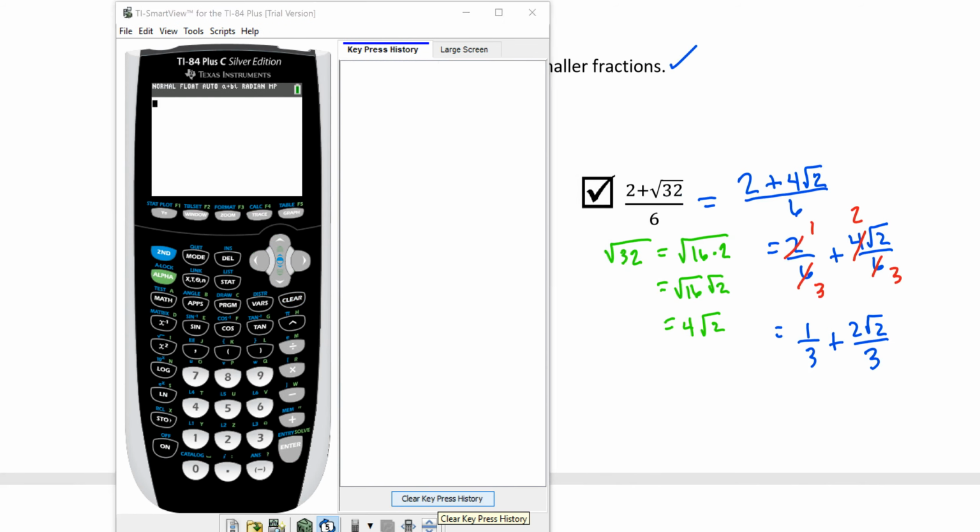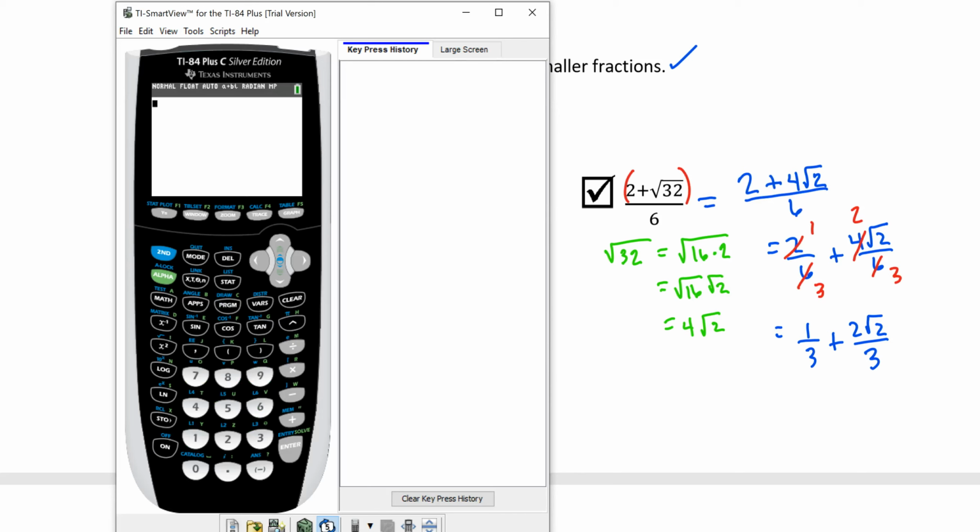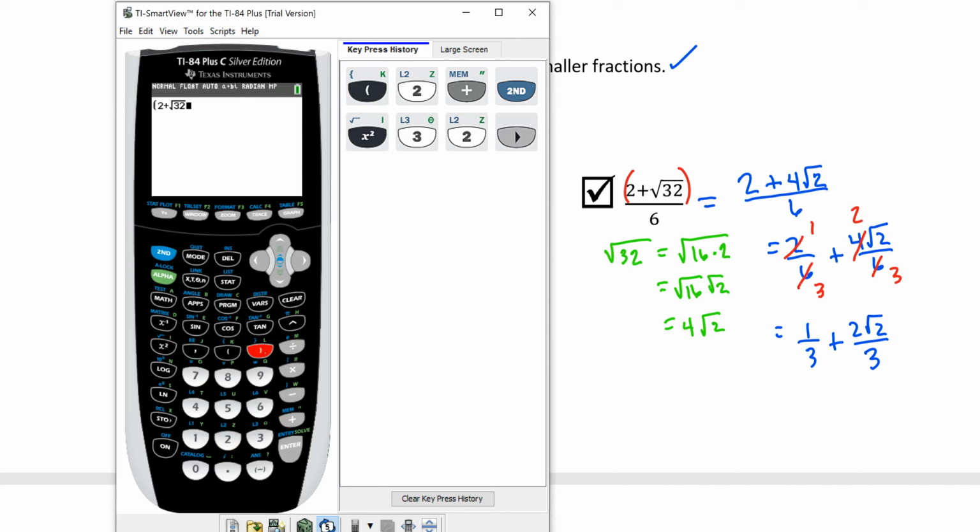So remember, when we enter this into our calculator, because we've got an operation in the numerator, we're going to need that set of parentheses around the numerator. So I'm going to type in 2 plus second square root of 32. I'll use my right arrow key to get out of that radical and divide by 6. So this is the decimal approximation of that irrational number. Let's compare it to our result.